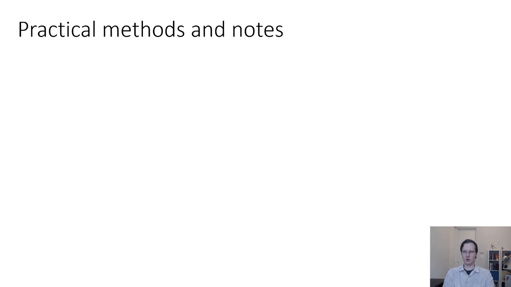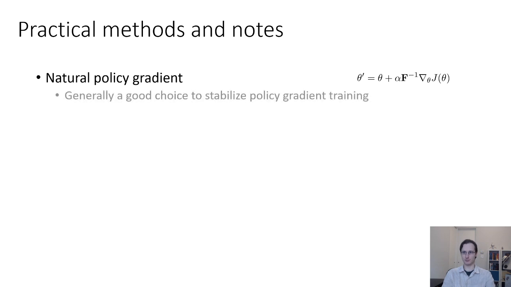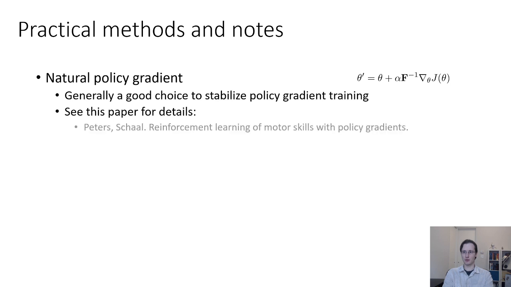All right, a few practical notes. Natural policy gradient, as classically described in the literature, is an algorithm where you calculate the Fisher information matrix F approximately using samples, and then manually select a step size alpha. It's generally a good choice to stabilize policy gradient training, and if you want to learn more about this, check out this paper by Peters and Schaal called Reinforcement Learning of Motor Skills with Policy Gradients.